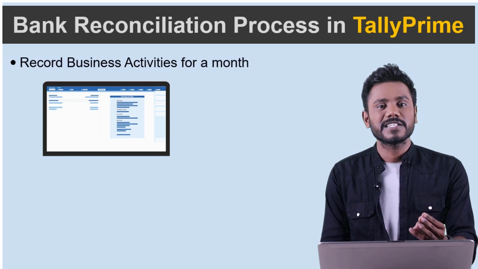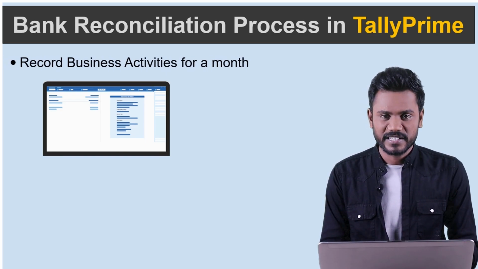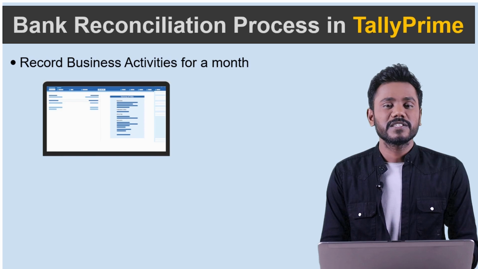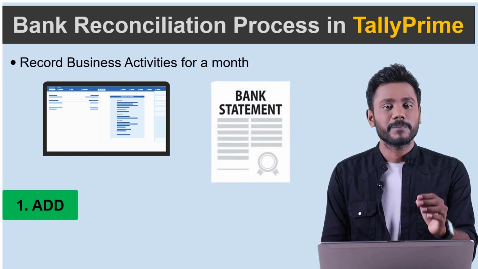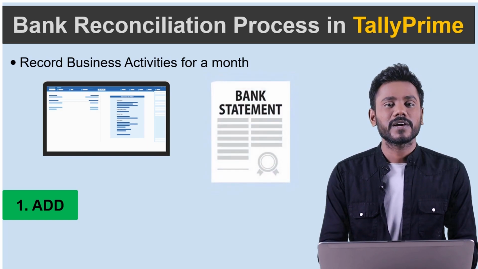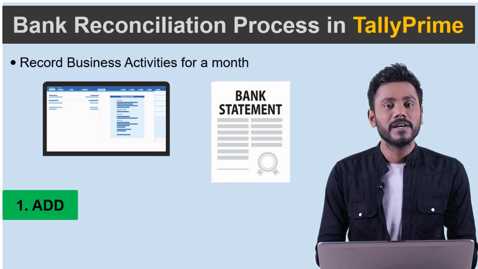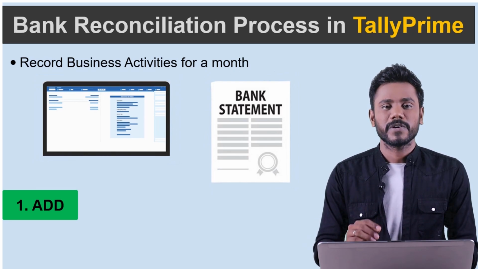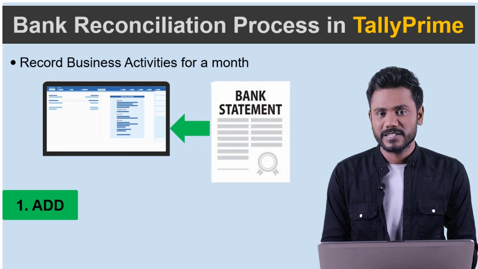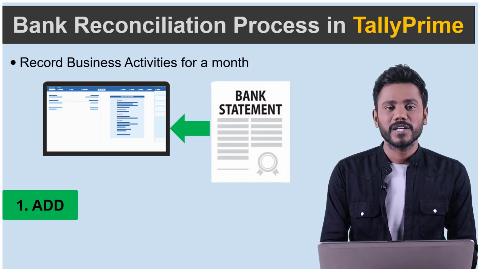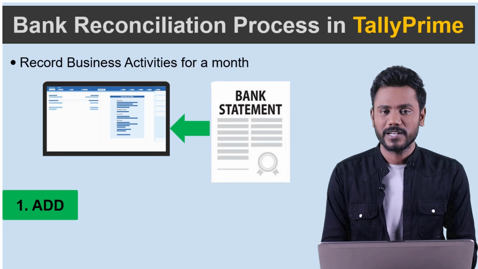Actually, there are 3 steps to complete your bank reconciliation in the Tally application. The very first step is addition of new transactions. What is that? Addition of new transactions. Just compare your bank statement with your company book of accounts. In the bank statement, if you find any new transactions, you need to add them into the company book of accounts by pressing Alt plus A.